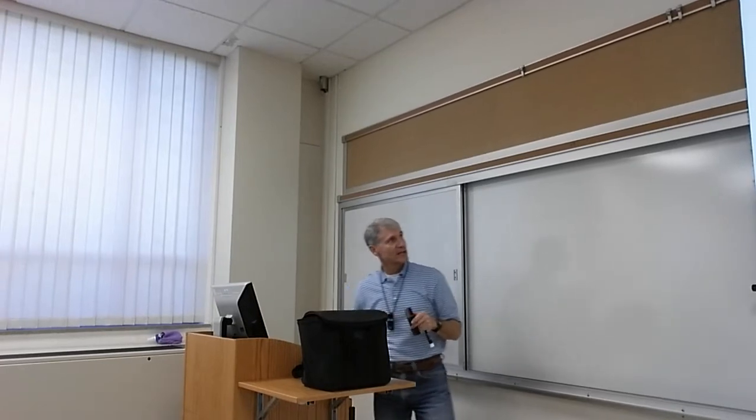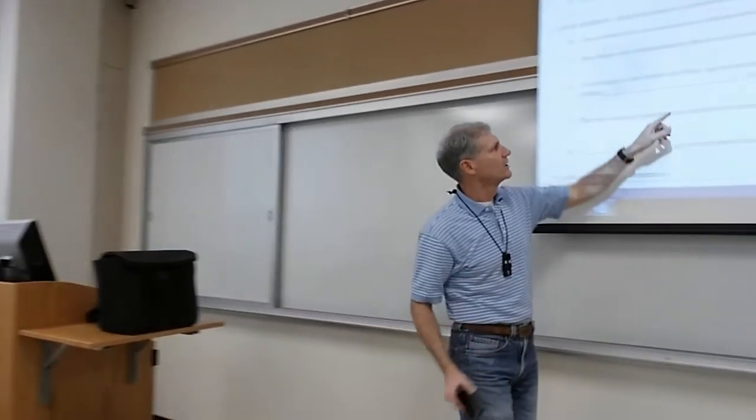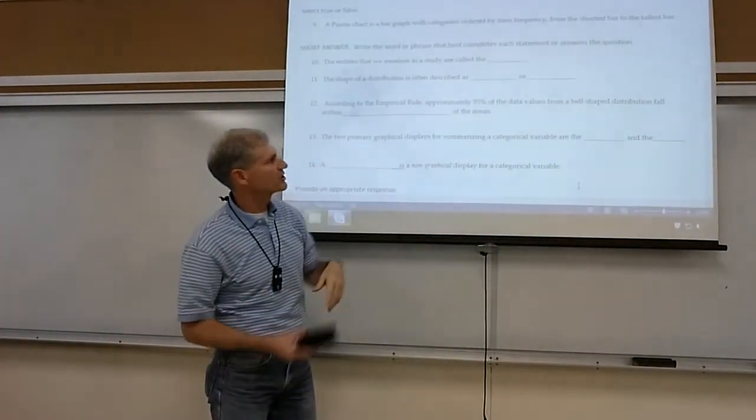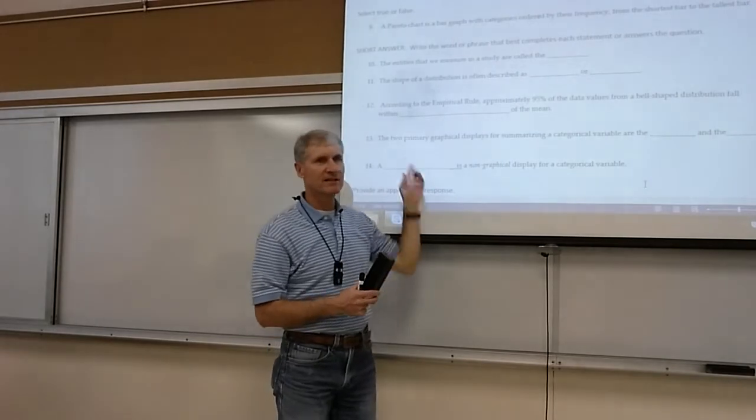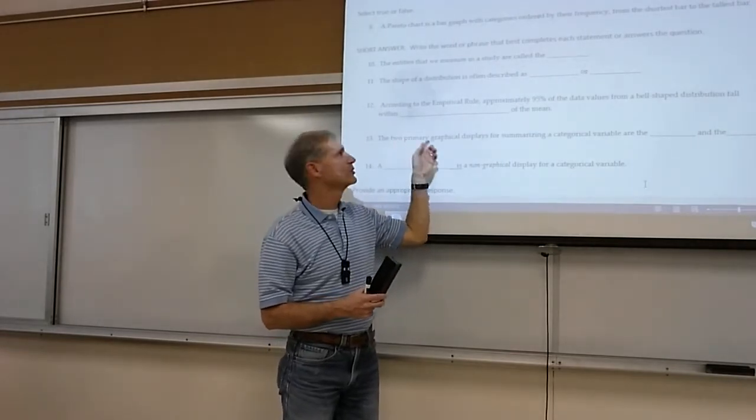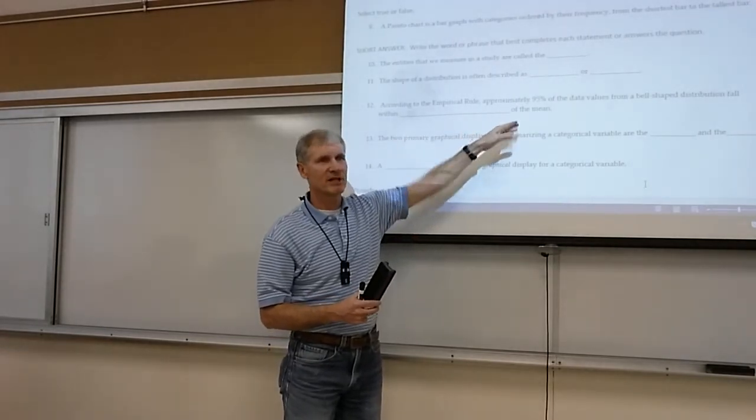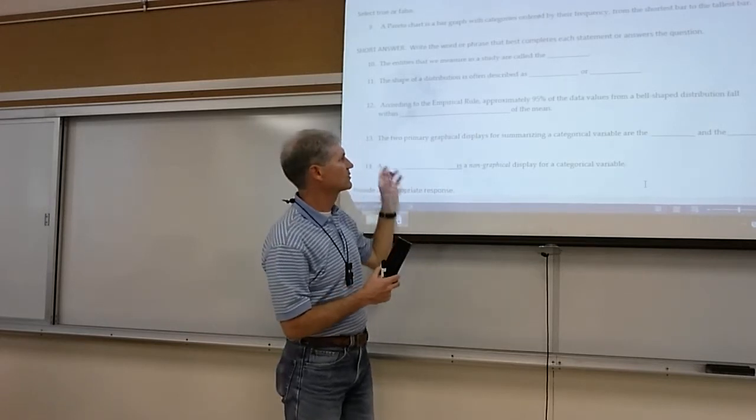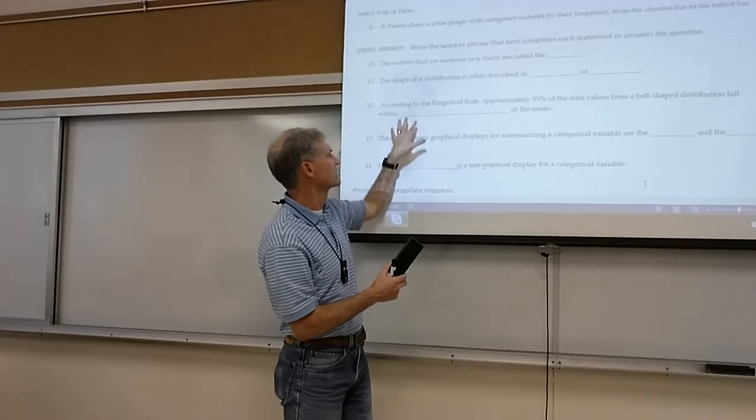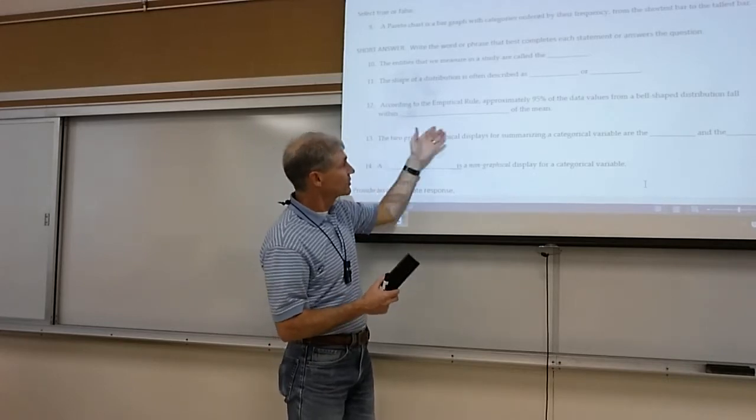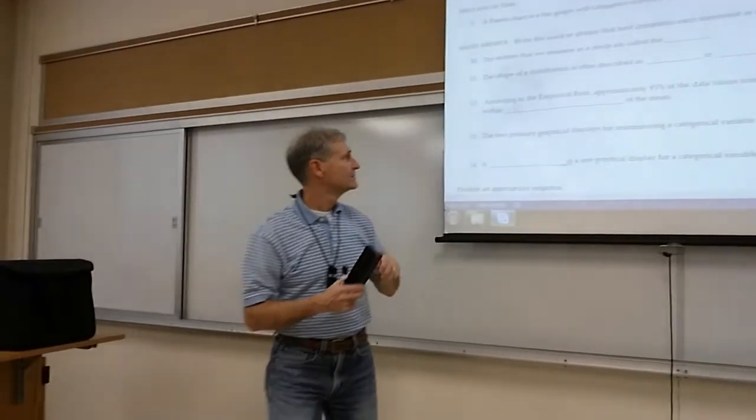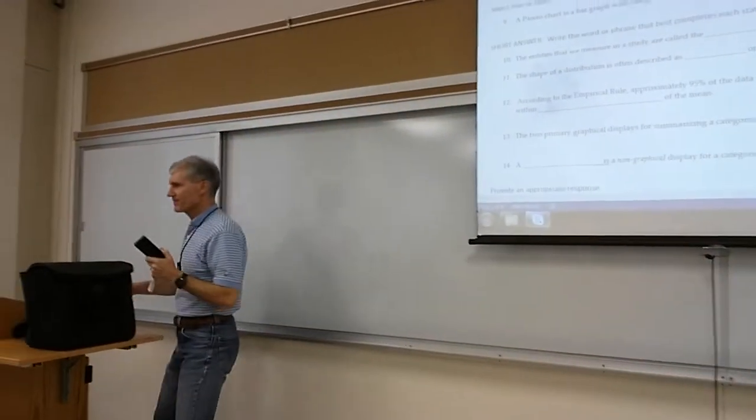Low bid always wins. 12 says, according to the empirical rule, approximately 95% of the data from a bell-shaped distribution fall within 2 standard deviations of the mean. Right? So you may have been confused thinking, well, I don't know the numbers here. You don't need to; it's always 2 standard deviations no matter what that turns out to be. Okay? And then 23.